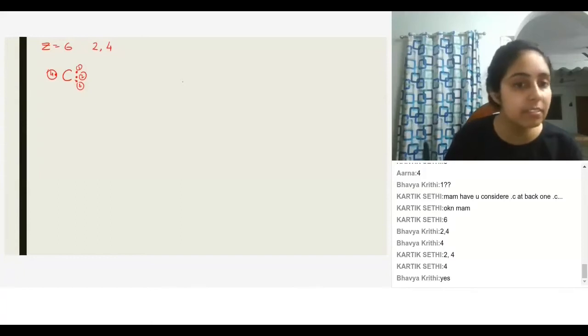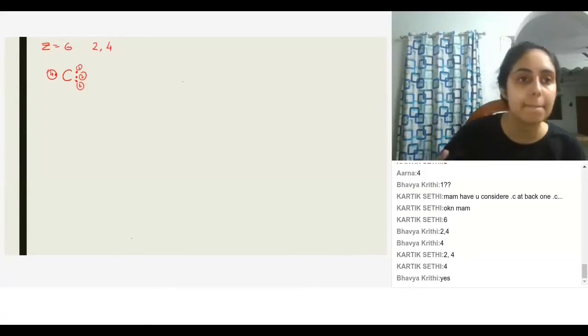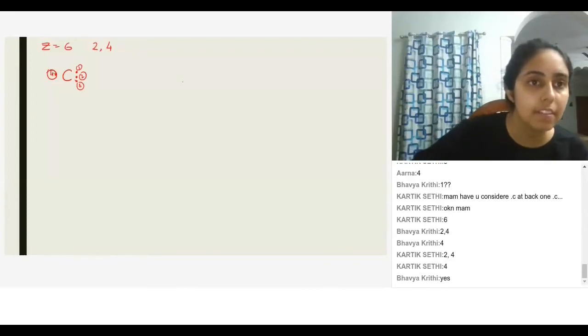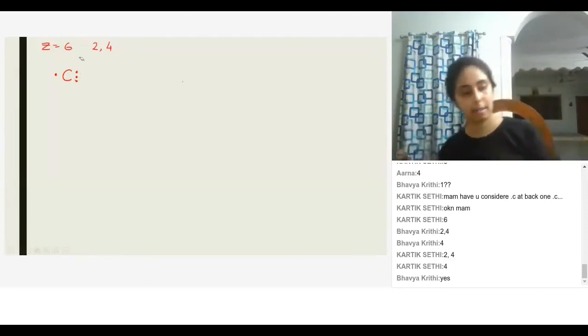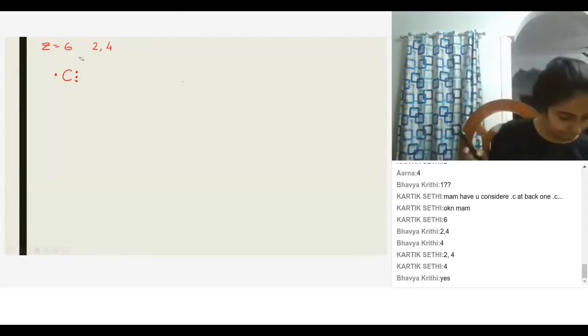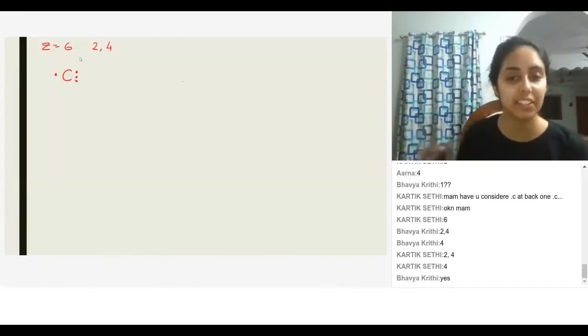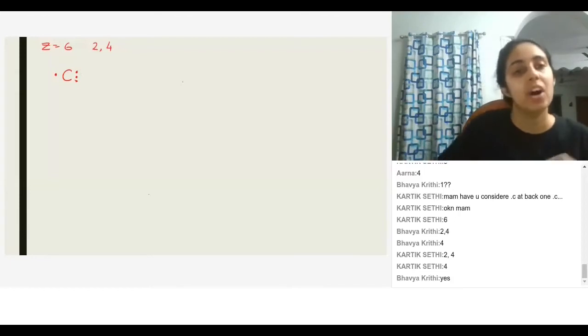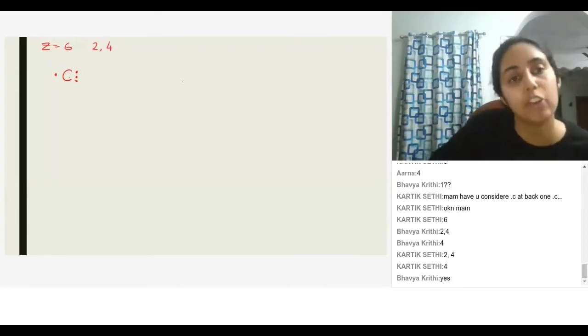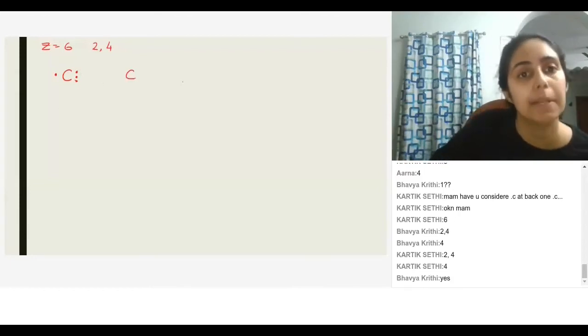Ma'am, see, after sharing both together form 8, but then one carbon only has 7 electrons, right, ma'am? But it should be having 8. Yes, we did not complete it. Okay, so this carbon has 4 electrons. Similarly, I'll bring in another carbon. This also will have 4 electrons, obviously.